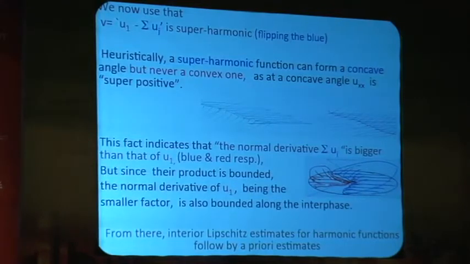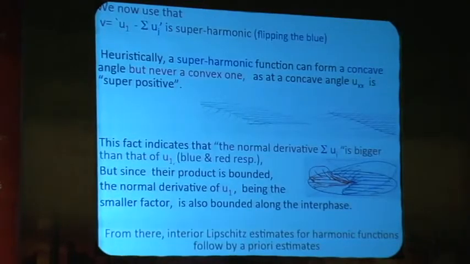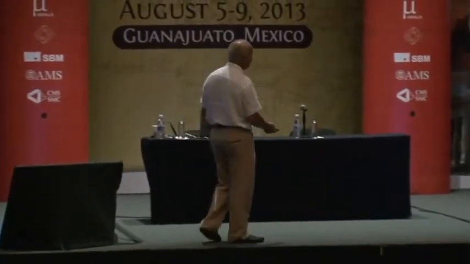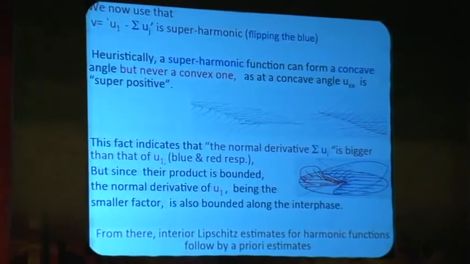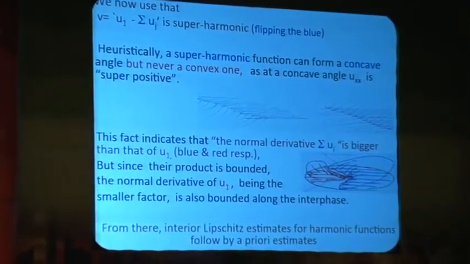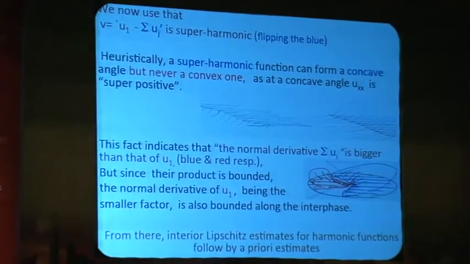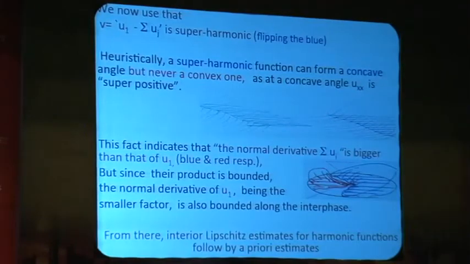So what is this telling us in our case? In our case, this is telling us that the slope of all the rest, right, beats the slope of U1. So we have that U1 times all the rest is bounded, and all the rest is bigger than U1, therefore the normal derivative of U1 is bounded. And so once you know that all along the interface the normal derivative of U1 is bounded, then you can pass to the interior. It's a standard technique for harmonic functions. So this is the way that you get that the limiting solutions are Lipschitz.